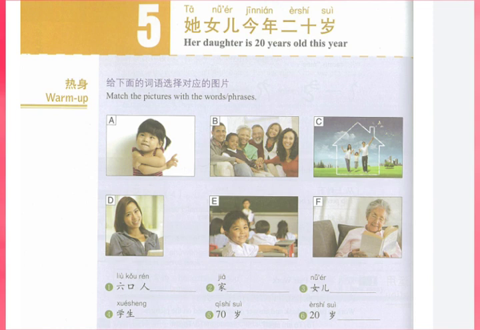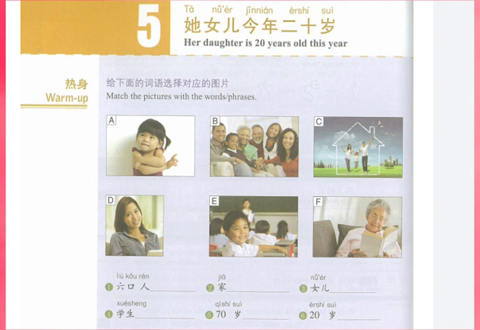今年, this year. 今, kind of like today, but not exactly, because we have different ways to say today, this week, this month, or this year. I'm going to talk about that later. But 年 means year. 今年, today year, means this year. 二十 means 20, that's a number. 二十岁, that's years old. 20 years old, 二十岁.